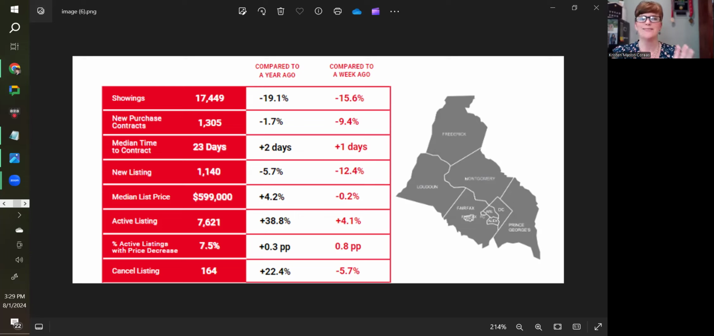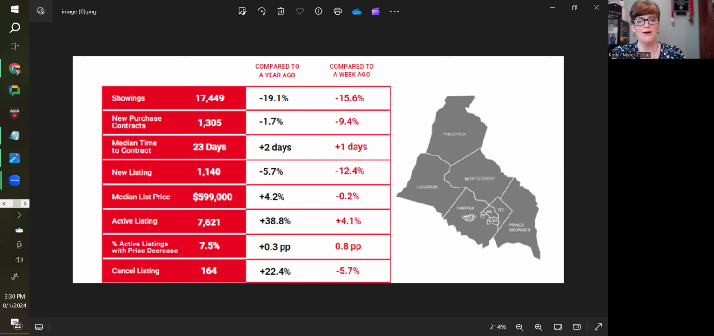That's the overall summary of what's happening in our market, and the year-over-year data is reflective of that. We have 19.1% fewer showings compared to the same time last year. Purchase contracts are down a little bit, not a whole lot, 1.7% year over year. So less buyer activity. Time to go under contract is a little bit longer than before, 2 days longer than a year ago.